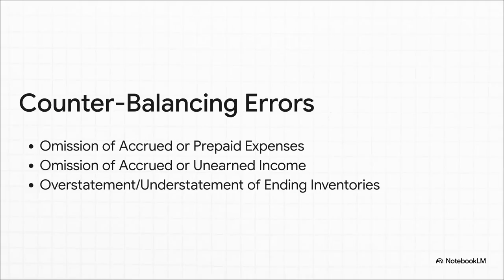So what does a self-correcting error look like? Well, say you forget to record accrued salaries in year 1. Okay, so your expenses are too low and your profit is too high for year 1.